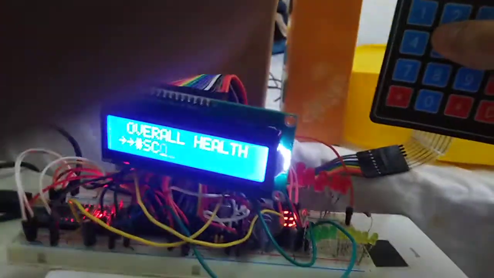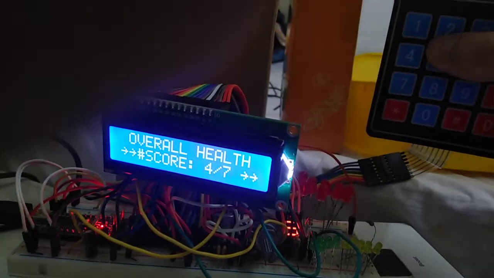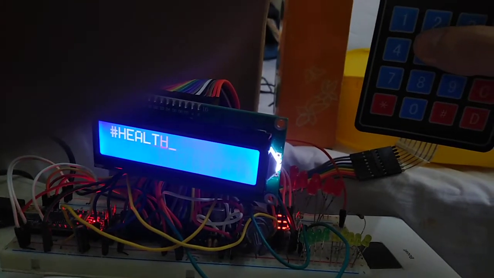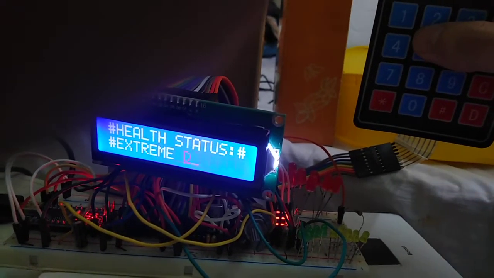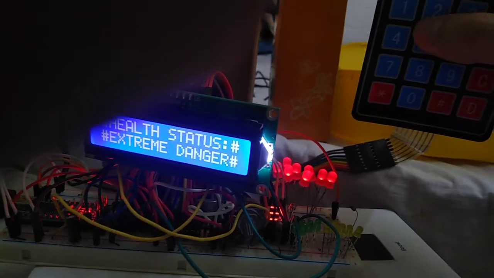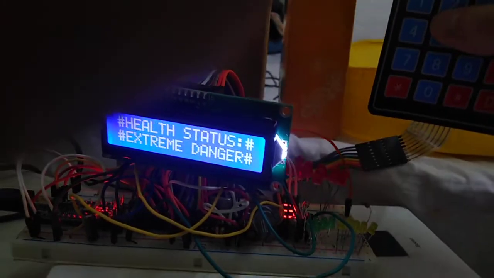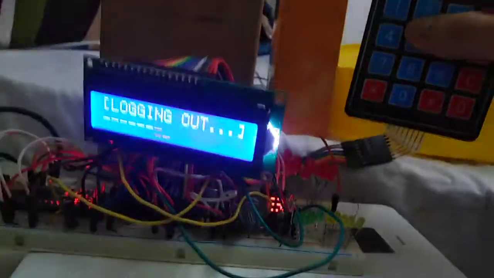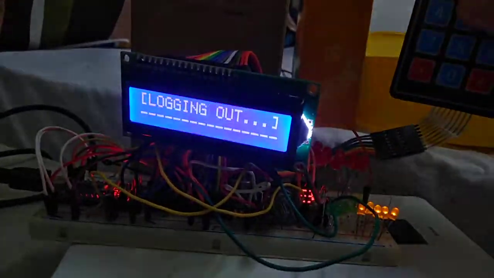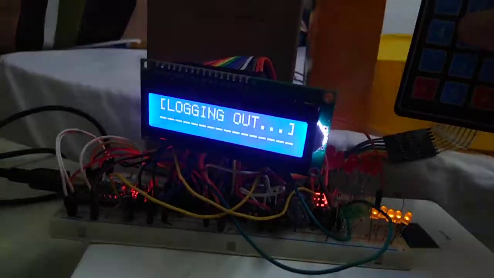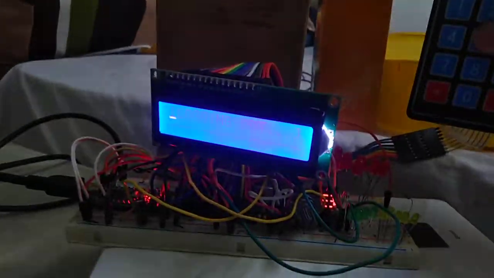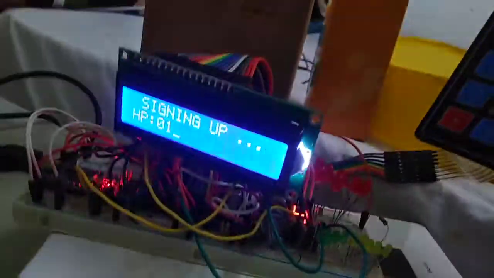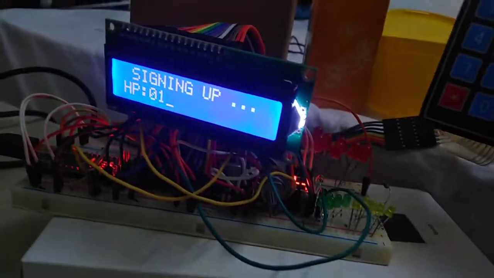Overall health score 4/7. You might find that 4/7 is extreme danger, not just unsafe, even dangerous. So the red LED blinks 5 times indicating the warning. So logging out. Now the 4 people have already successfully registered, so we have 1 more person to register.